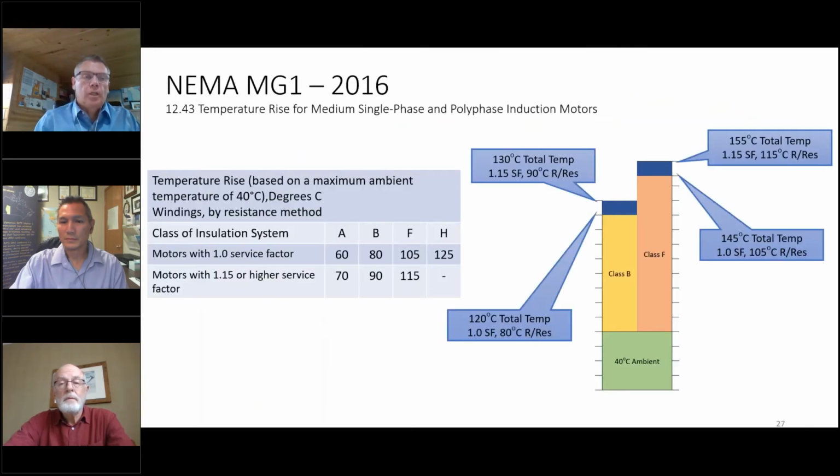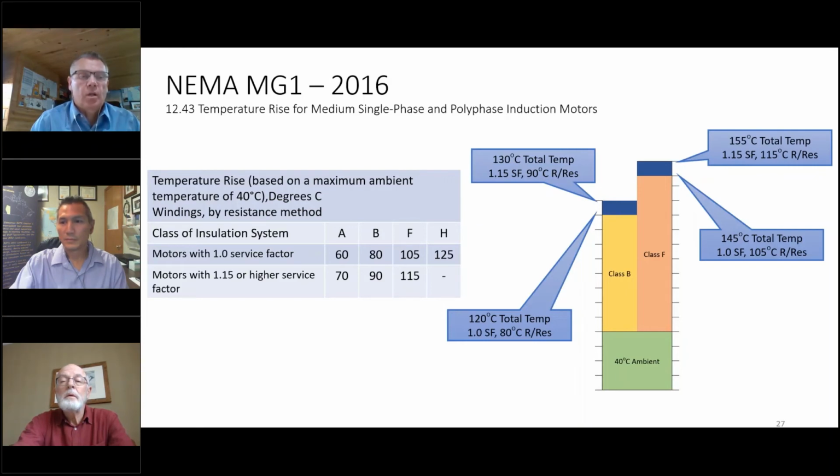Yeah, there's absolutely some offset, and if you read the MG1, it'll talk about temperature rise measured either by calculation or by RTD, and the values differ by about 5 degrees, I think. So this chart here shows rise by resistance, which is a calculation from the resistance change, and then rise by RTD, where you're actually physically measuring the rise.